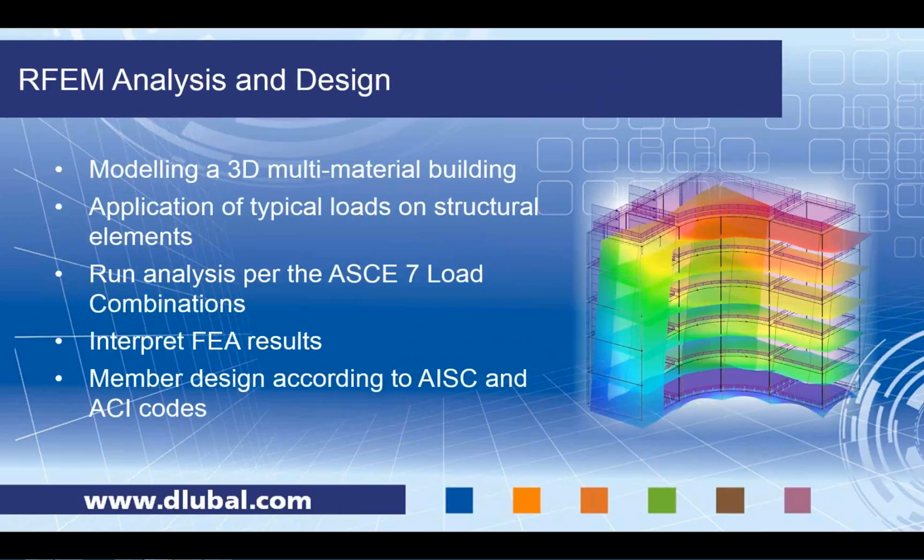For today's webinar, we'll go ahead and model a 3D multi-material building. We'll apply typical loads on the structural elements such as dead load, live load, wind load. We'll want to go ahead and run an analysis per the ASCE 7 load combinations. After that, we'll quickly show you how to interpret these FEA results such as deflections, internal forces, and reactions. And we'll go ahead and look at member design according to AISC and ACI codes.